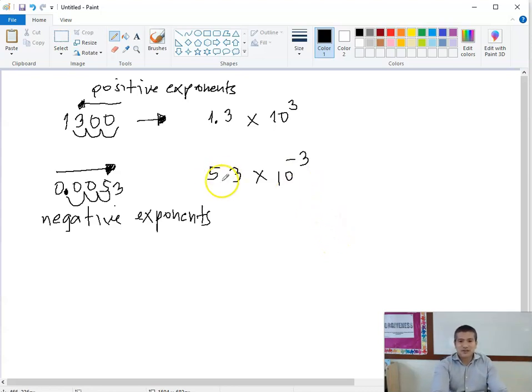Here, remember that in our definition, the first factor must be equal to 1 or greater than 1 but less than 10. So in the form of A times 10 to the power of n, A must be less than 10 but greater than or equal to 1. N is the factor for how many decimal places we're going to move.